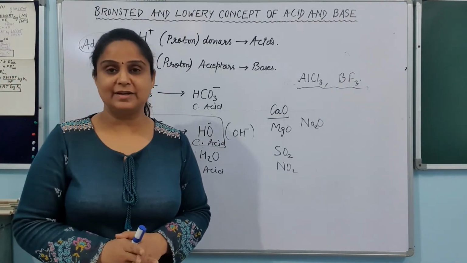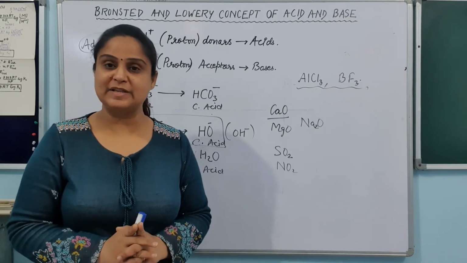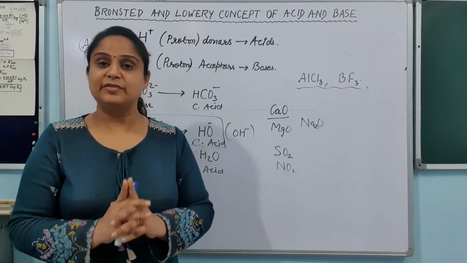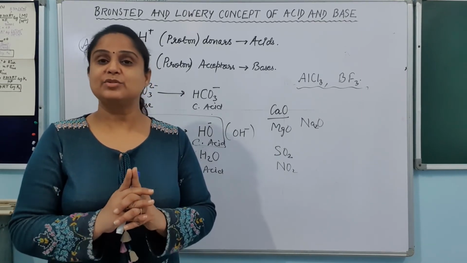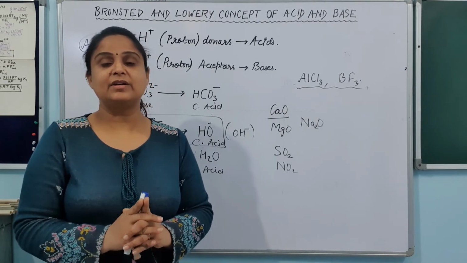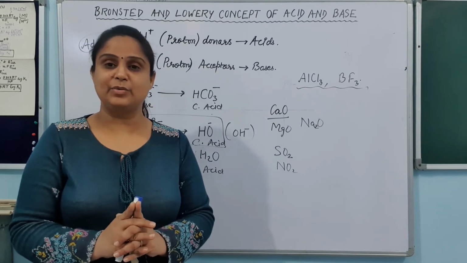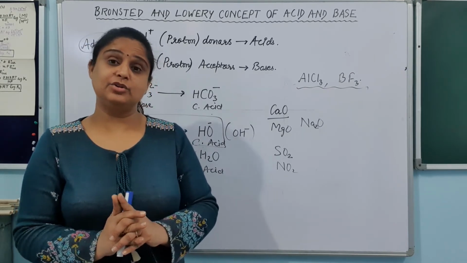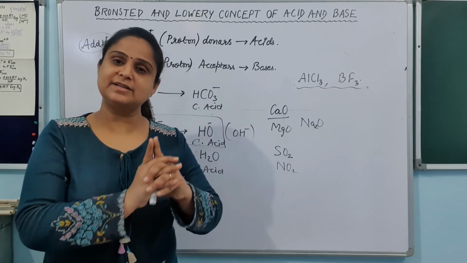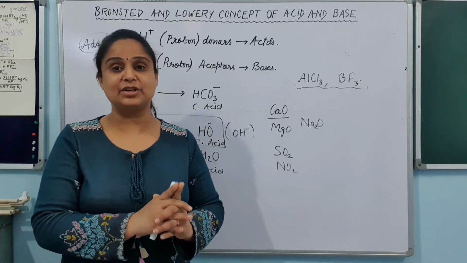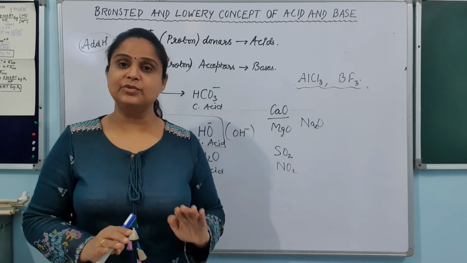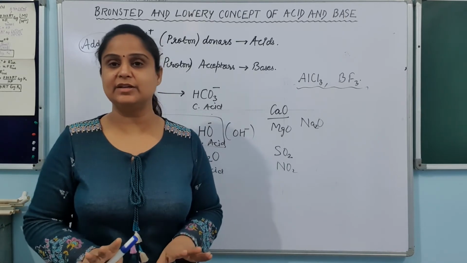Now I hope you are clear that conjugate acid and base pairs differ from each other only by H plus ion. So do remember, whenever you are converting any substance into its conjugate acid, just add H plus. If you want to convert any substance into a base, just remove H plus. That is the only thing you have to do.